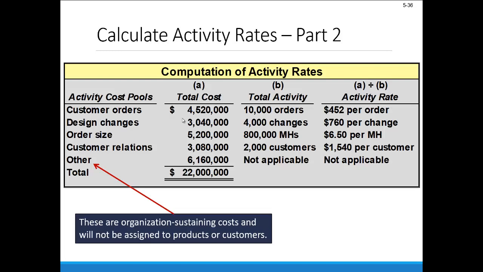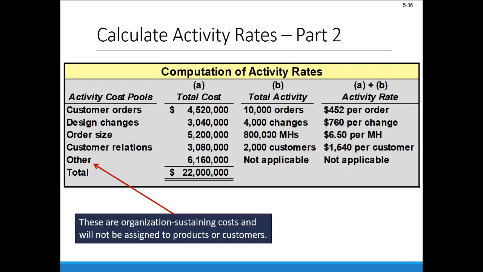We had total cost assigned to that in our first stage allocation of $4,520,000. So we'll take that and divide it by the 10,000 orders we expect to fill across all customers in the upcoming year. And there's our activity rate of $452 per order. Design changes was the next activity cost pool. We'll take total cost that had been assigned there of $3,040,000 divided by the 4,000 expected design changes we'd have during the year, and there's an activity rate of $760 per change.